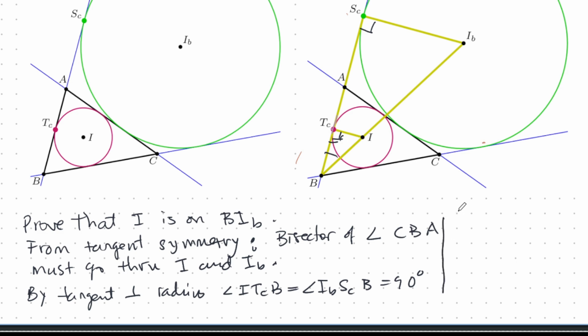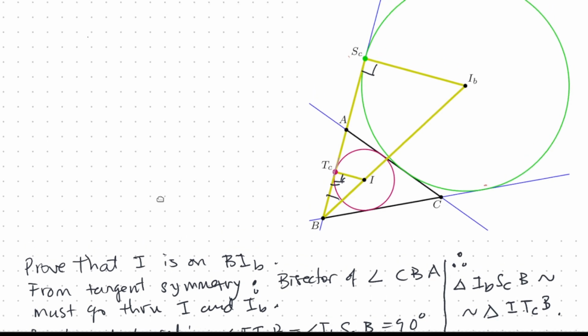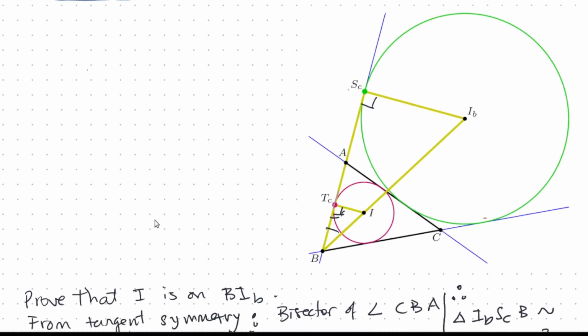So let's write this down. So therefore we have enough information now. Triangle, the big one, let's start with IBSCB is similar to the little triangle ITCB, like that. And if they're similar, well, there must be similarity relationships, yes? Okay, I deleted some stuff. Let's go back up here, and so I can have the figure.